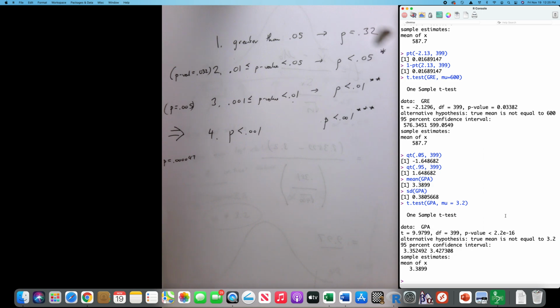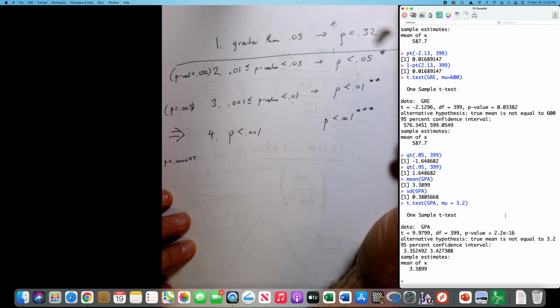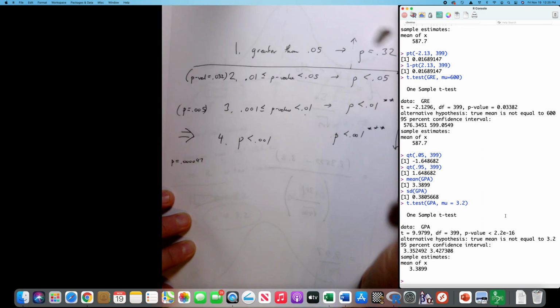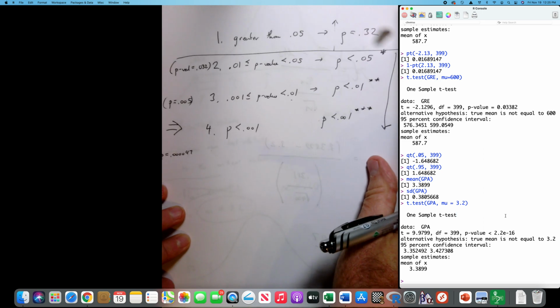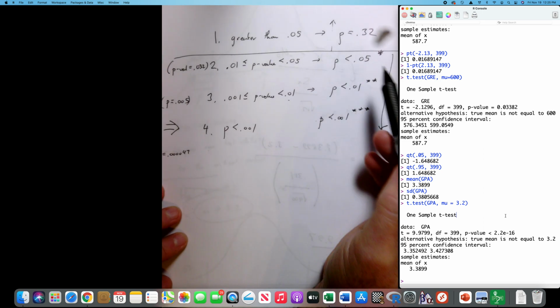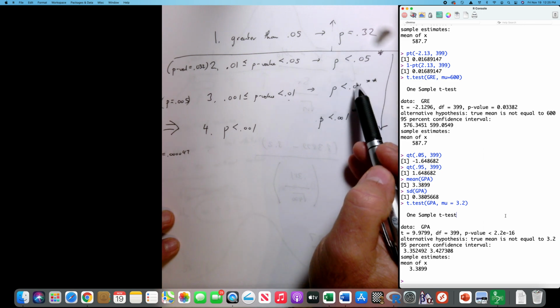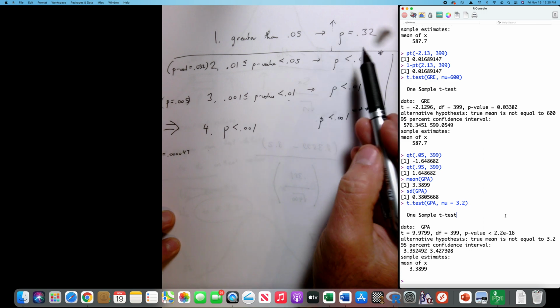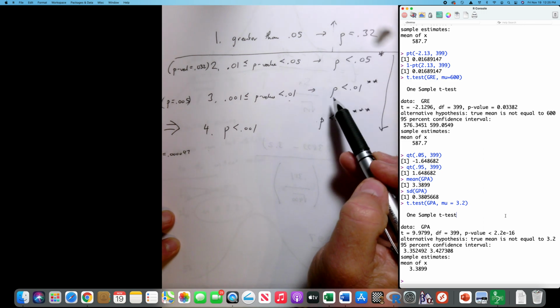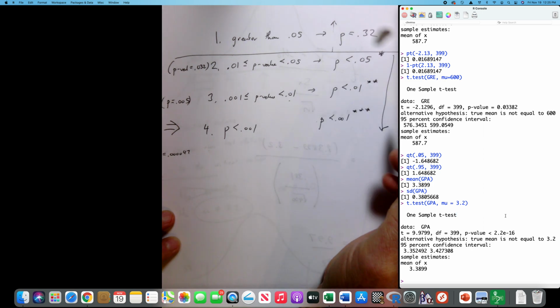Now, at the end of the day, this is not statistically significant. This is statistically significant, but we give layers of statistical significance. It's kind of like for someone being pregnant. Well, you can be 3 months pregnant, 6 months pregnant, or 9 months pregnant, right? Well, these are different levels of statistical significance. All of these lead to rejecting the null hypothesis.